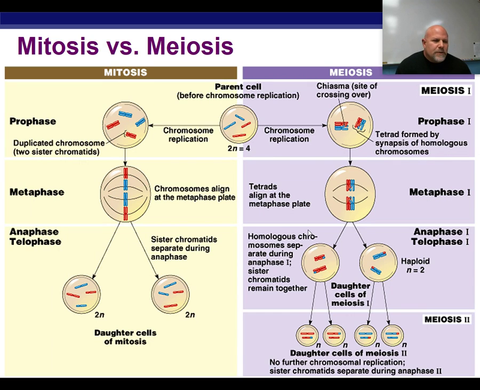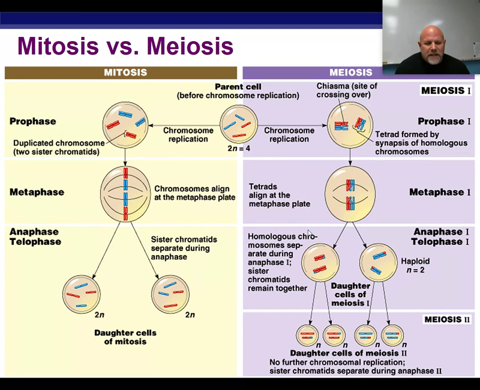So the differences between mitosis and meiosis. In mitosis, we only have 1 division. In meiosis, we have 2. In mitosis, we line the chromosomes up individually during metaphase. And in meiosis, we line them up together in the first division and then individually in the second division.